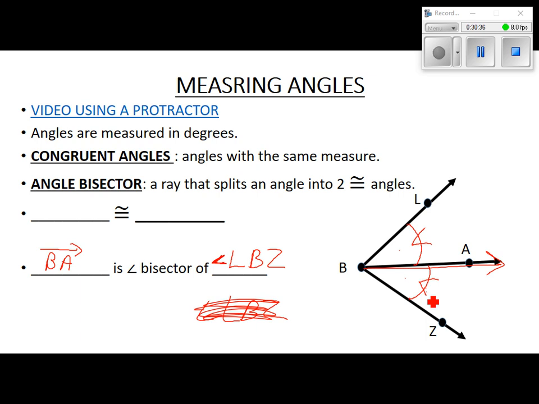Which two angles are congruent here? Somebody name one of the angles for me. Angle LBA. Somebody name the other angle. Angle ZBA. Again, what had to be the middle letter? B. The vertex. The B. That's the big one. All right?